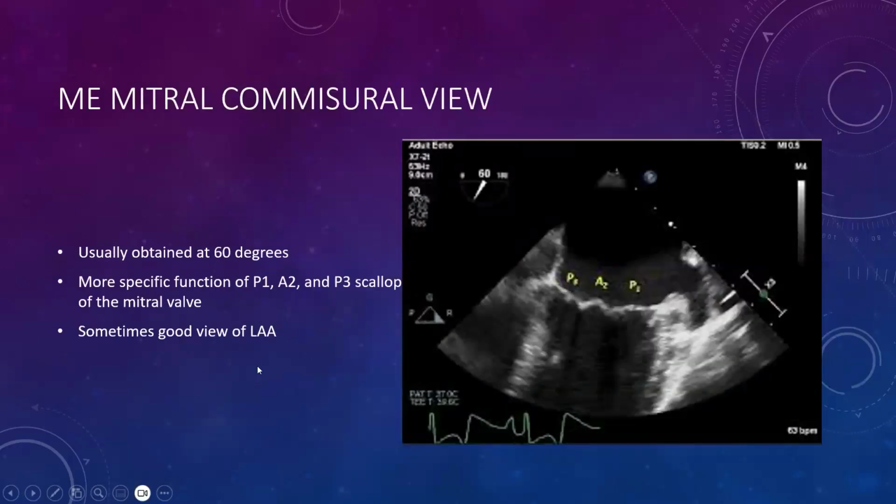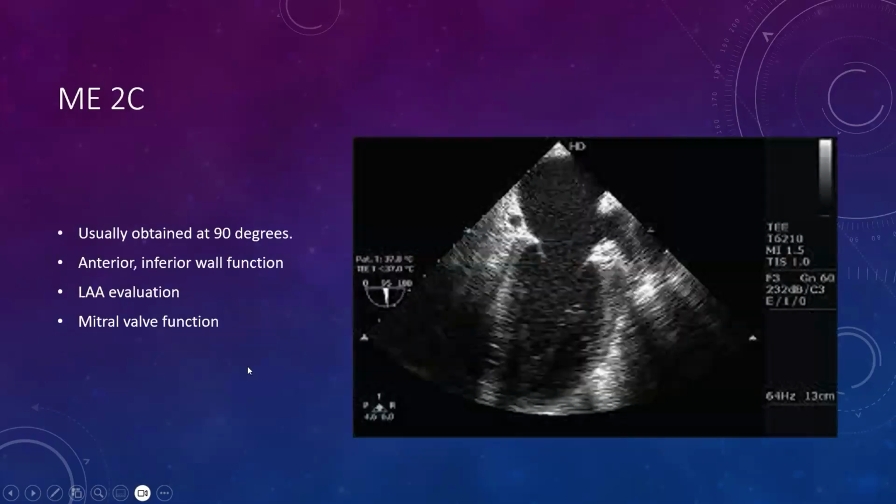Moving on, not the highest yield for you guys: the mid-esophageal mitral commissural view, with the omniplane angle generally at 60 degrees. This is special because it allows you to delineate some of the scallops of the mitral valve, so P1, A2, and P3. Sometimes you can get a good view of the left atrial appendage right here, although usually that's going to be better in the mid-esophageal two-chamber view, which is right here.